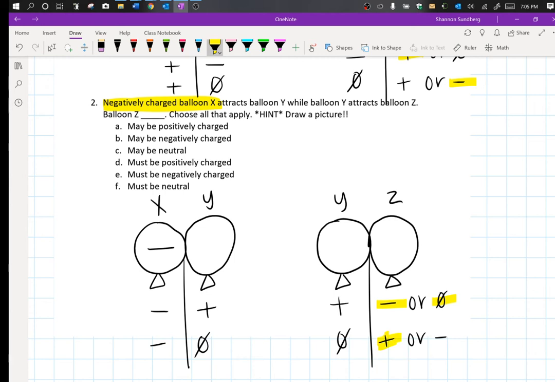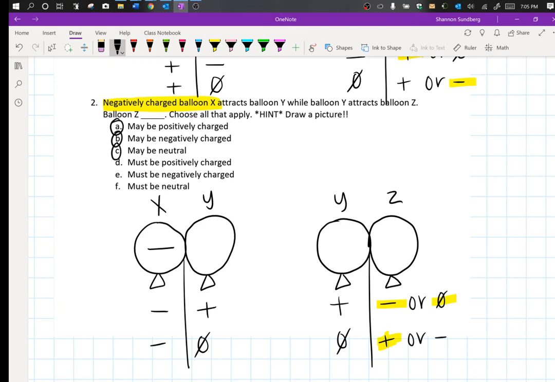So let's again check out our answer choices. A, B, and C say it may be positive, it may be negative, it may be neutral, we don't really know. And then D, E, and F contain that really firm language: it has to be positive, nothing else. It has to be negative, nothing else. So when you're choosing these answer choices, just make sure you're picking the ones that say it might be this, it might be that, but I'm not really sure.